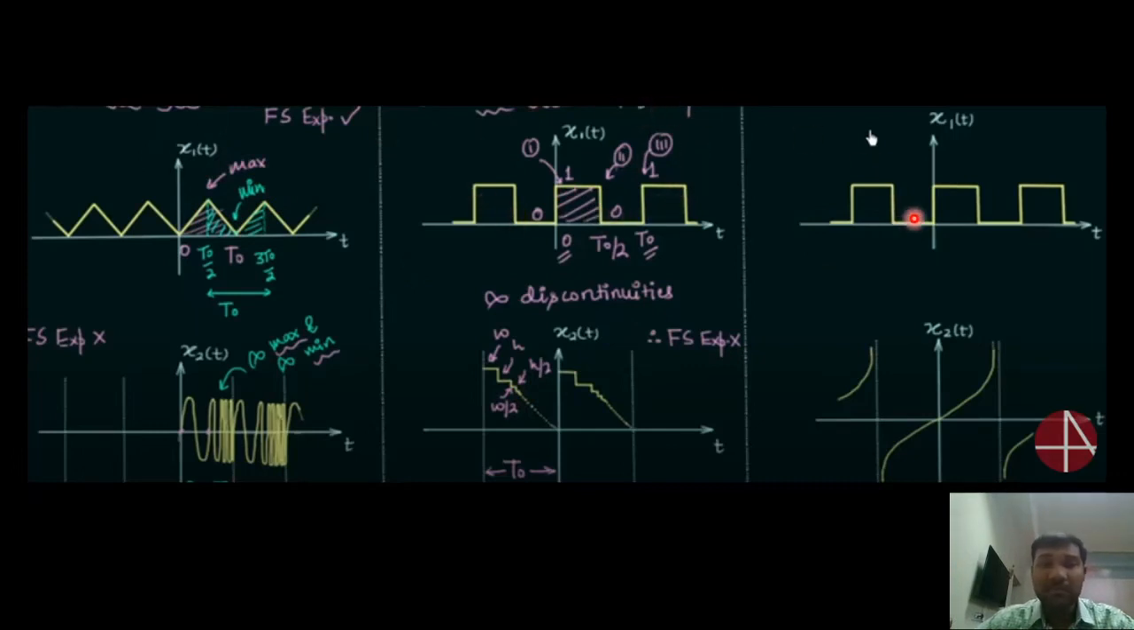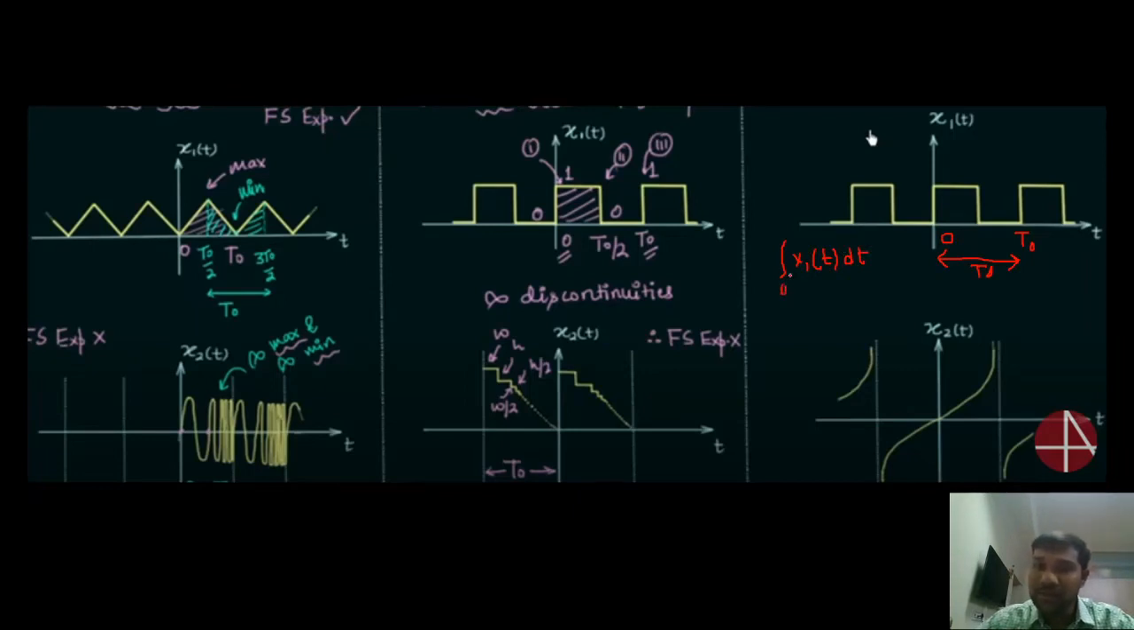And the last one: absolutely integrable. So I should consider one time period, 0 to t0, right? This is my time period. T naught is my time period. In this time period, if I integrate my x1 of t dt, I should get a finite value.